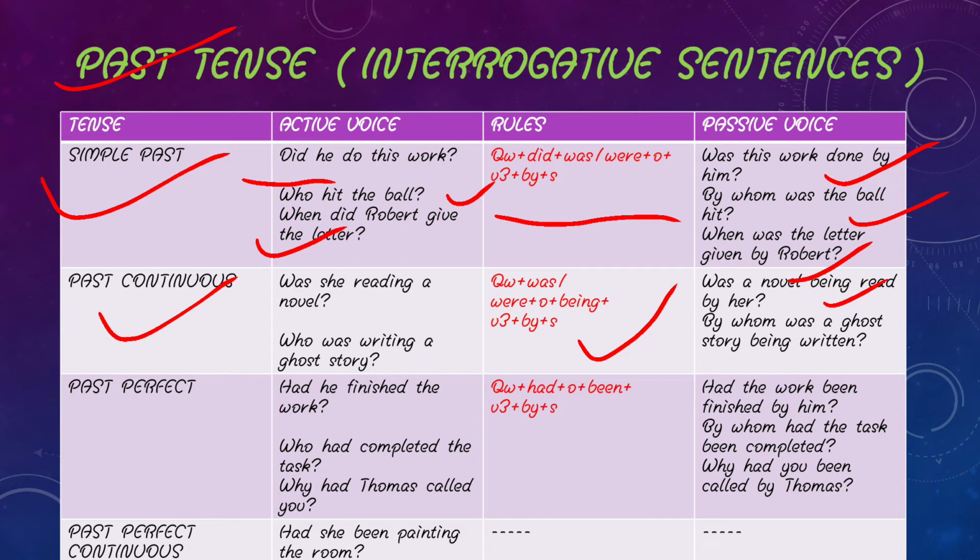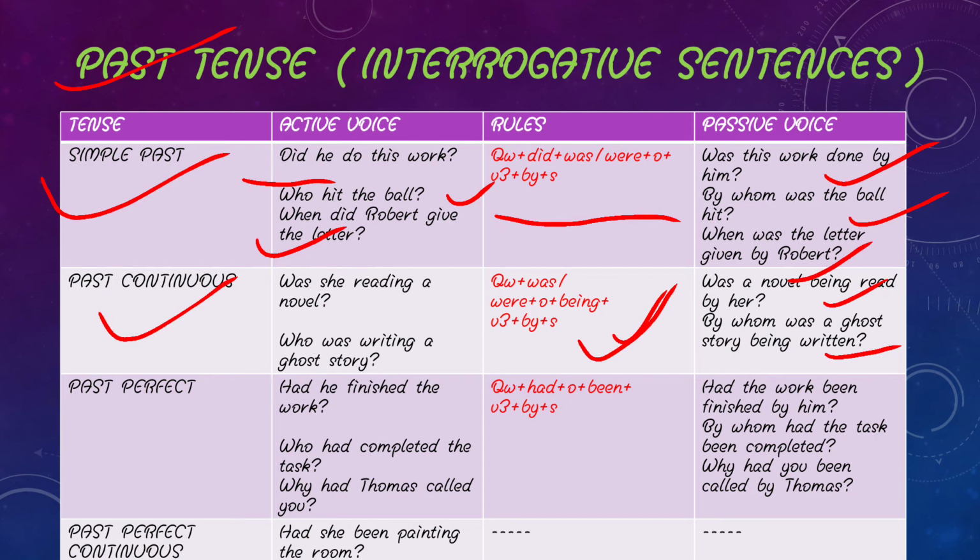Let's move into the second sentence of past continuous: Who was writing a ghost story? As I told you, whenever the sentence begins with who, in the passive form we need to use by whom, right? So the sentence will become: By whom was a ghost story being written? And we need to use the same rule.